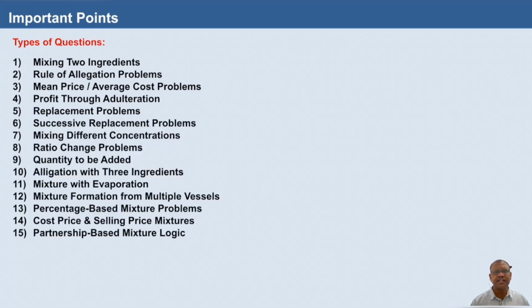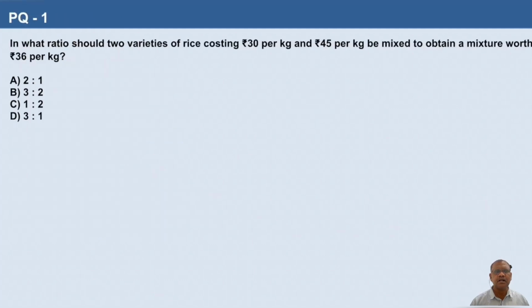Now, these are the various types of questions that can be asked in allegations and mixtures: mixing two ingredients, rule of allegation problems, mean price or average cost problems, profit through adulteration, replacement problems, successive replacement problems, mixing different concentrations, etc. These are all the different types of questions that can be asked in allegations and mixtures. Now, let us solve some problems based on this concept of mixture and allegation.